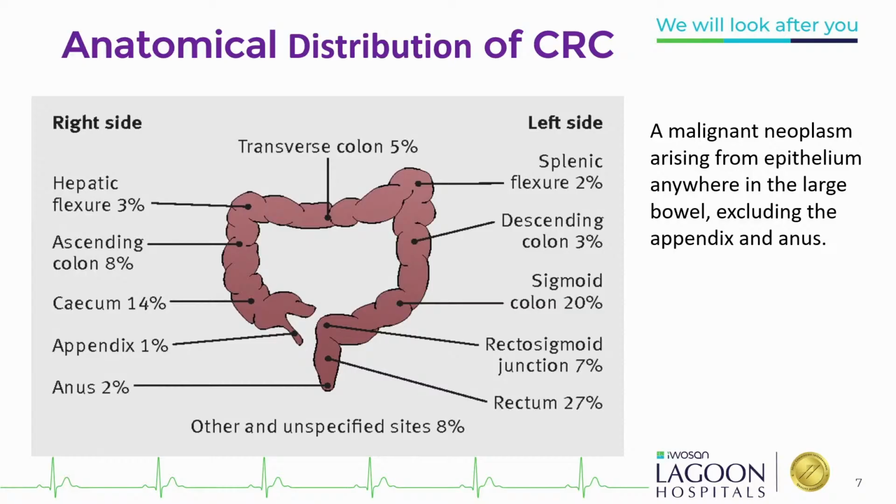Next slide, please. So I'm just going to look at the anatomy of the colon. The colon is divided into 4 parts. You have the right side of the colon, the left side of the colon, and the rectum and the anus. Look at this diagram very clearly.